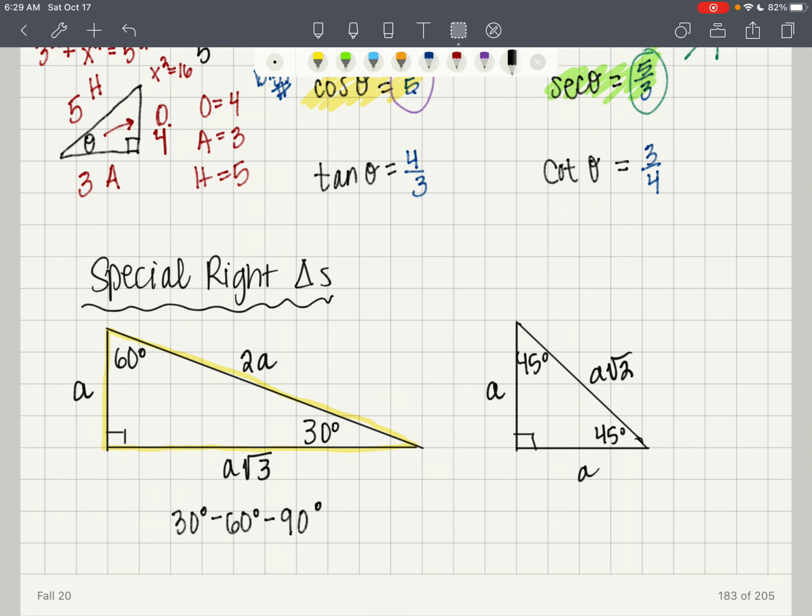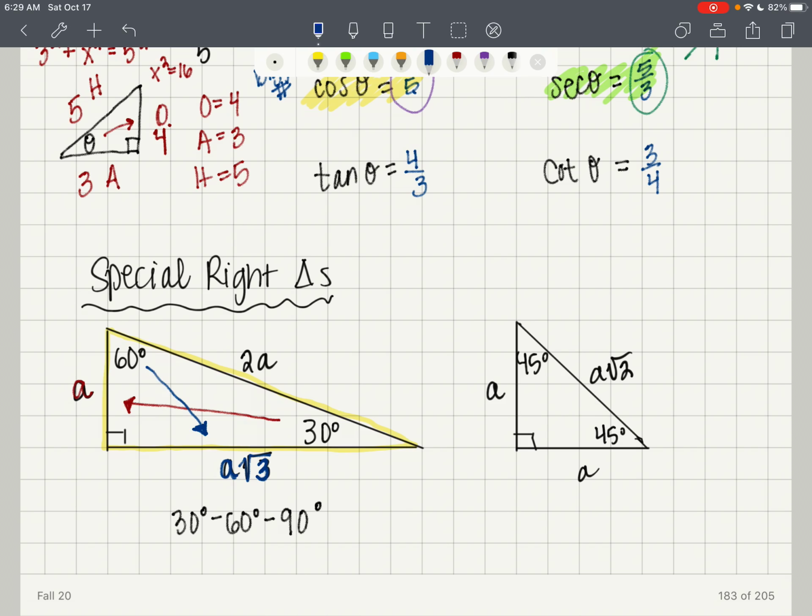No matter how big or how small the triangle, when you have 30 degrees, 60 degrees, and 90 degrees, across from the 30 degree angle, you're going to have a side length that we will call A. Across from the 60 degree angle, we're going to take that side length that's across 30 degrees, which was A, and we're going to multiply it by the square root of 3.